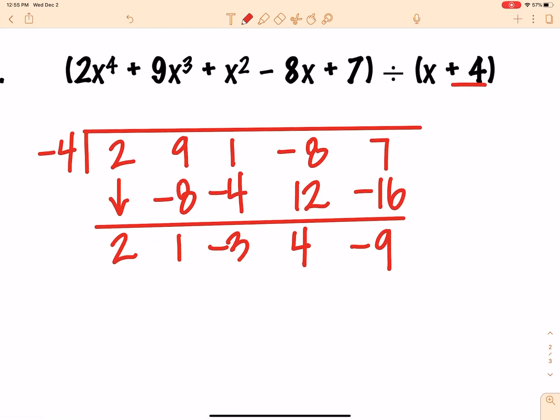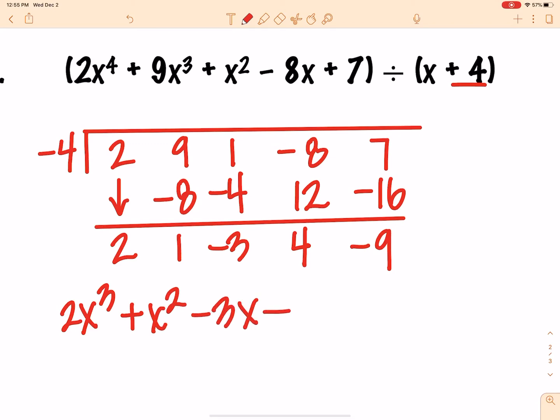And how do we start off our answer? Always go to the front part, subtract 1. And then we start with our coefficient. So 2x cubed plus x squared minus 3x plus 4, remainder -9. You see how nice and easy that is to write out once you guys get the hang of it?